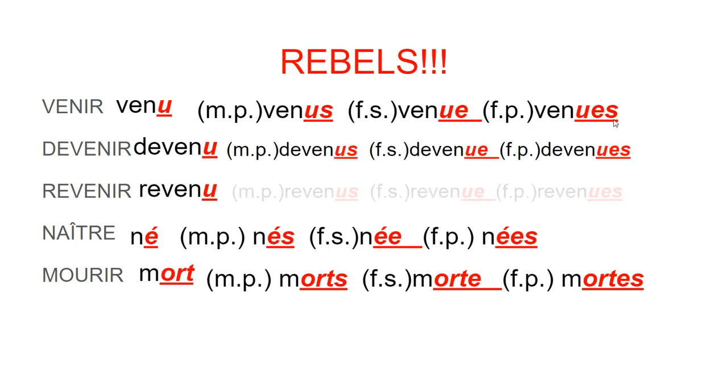Same thing for this one, same thing for this one. And the same goes for these 2 also. So masculine plural, add an S. Feminine singular, add an E. Feminine plural, add an ES. And the same goes for mort. Masculine plural, add an S. Feminine singular, add an E. And feminine plural, add an ES.